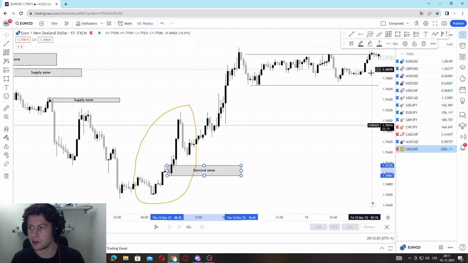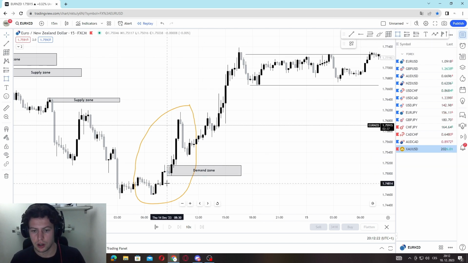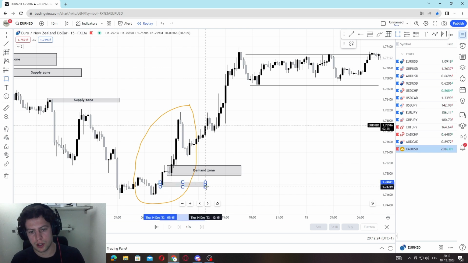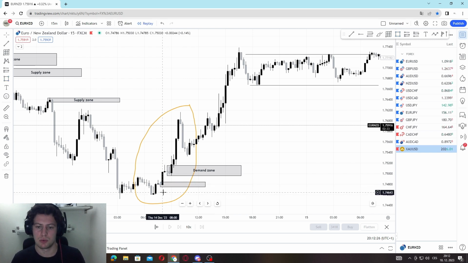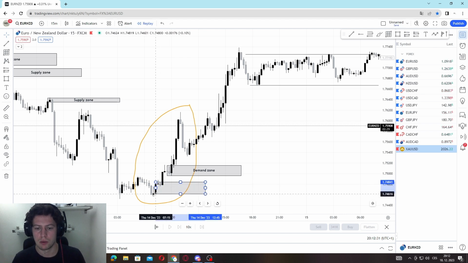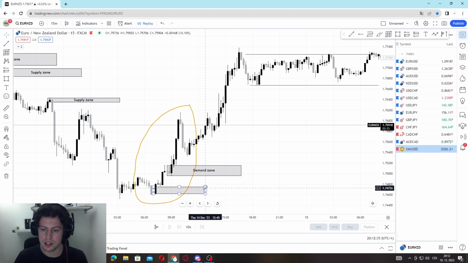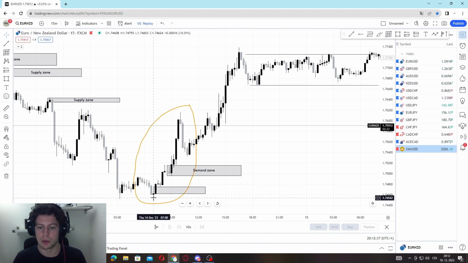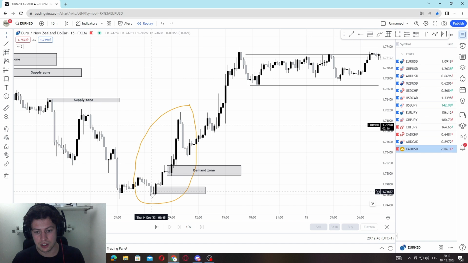Also, we have a demand zone. For me, it could be this small demand zone. You have a big push, but it's not so big a demand zone. But more interesting is this. I draw this demand zone on this candle because for me this is an indecision candle. If you can also trade this candle, you can also consider that this is your demand zone.